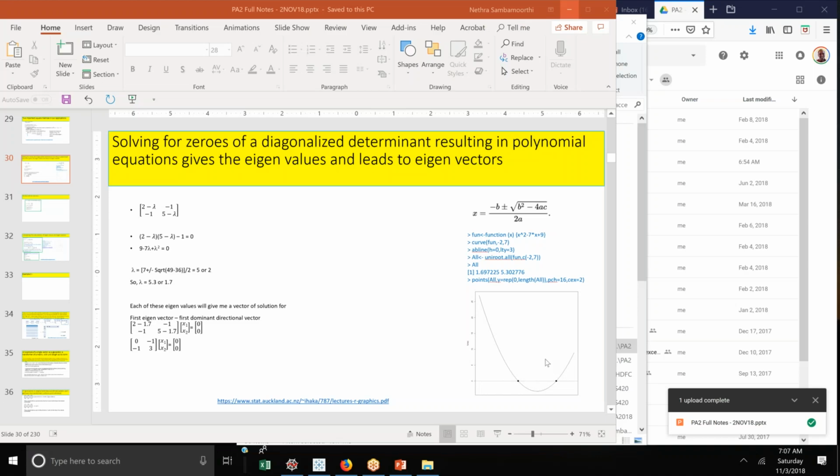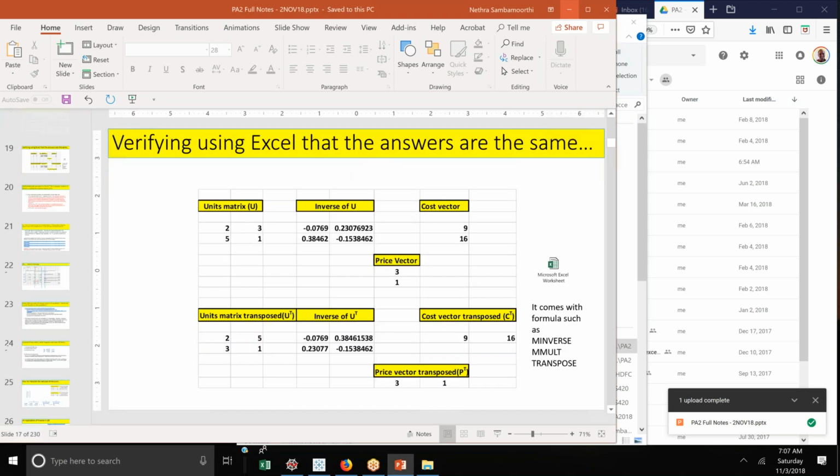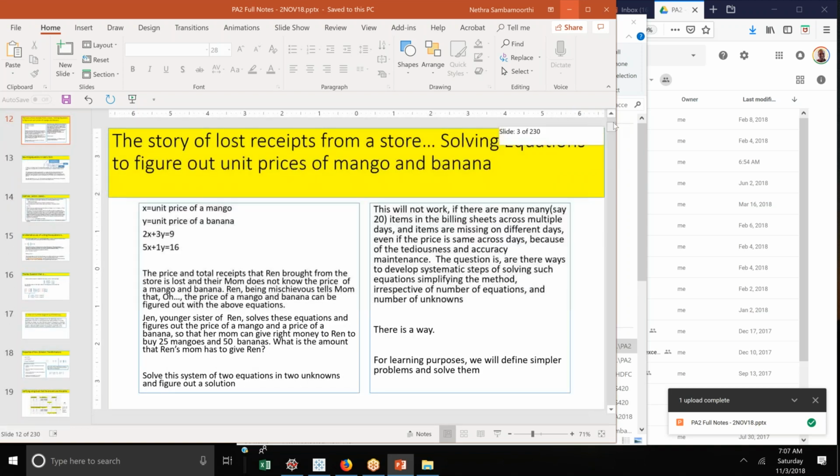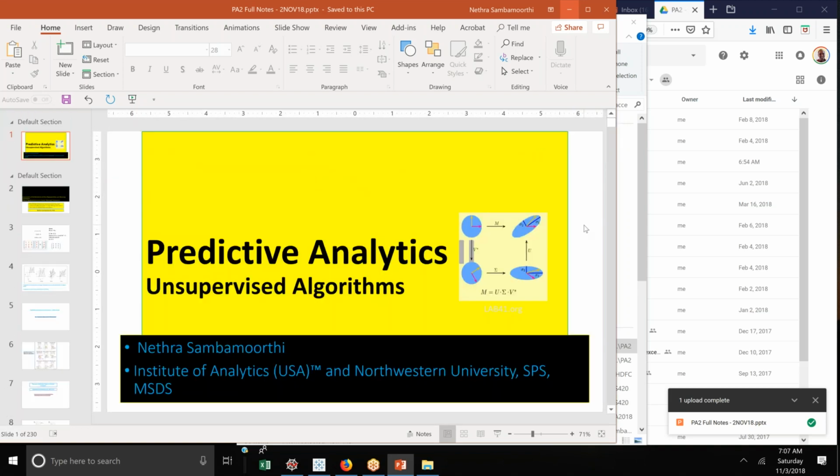Welcome. Today is going to be session PA2, which is predictive analytics 2 and unsupervised algorithm. I want to tell you what is meant by unsupervised algorithm first, and then we go after other things. Unsupervised algorithm is where there is no supervision of the outcome. That's all it is. In the case of supervised algorithm, we have a supervision of the outcome.